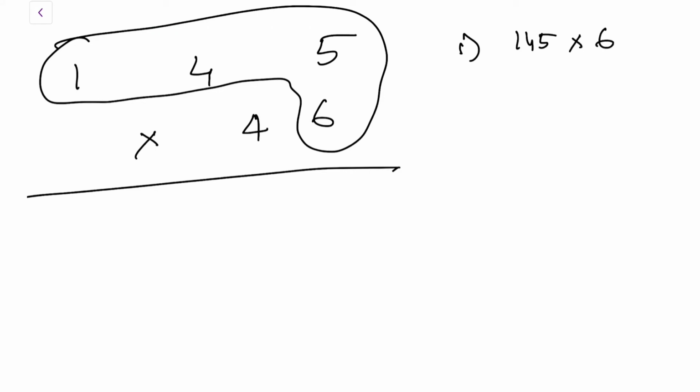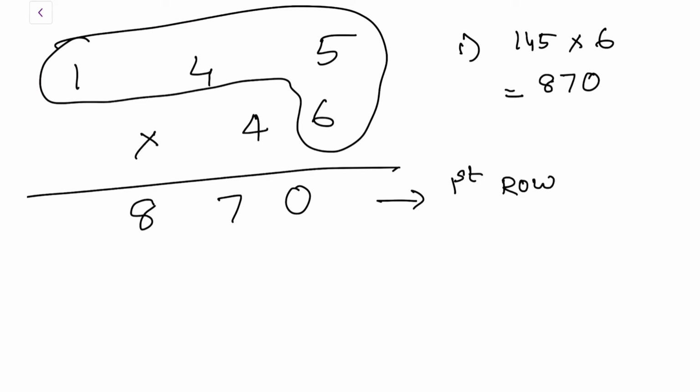That's your step 1. 145 into 6. That is, you're multiplying 145, the multiplicand, by the ones digit of the multiplier. Okay, so if you do 145 into 6, you will get 870. I'm not doing the multiplication, you can do it by yourself. When you do the multiplication, you will get 870. So you just need to write down 870 here. That becomes your first row. Okay, that's your first step.